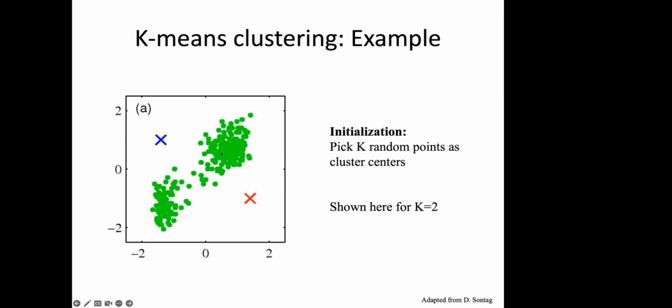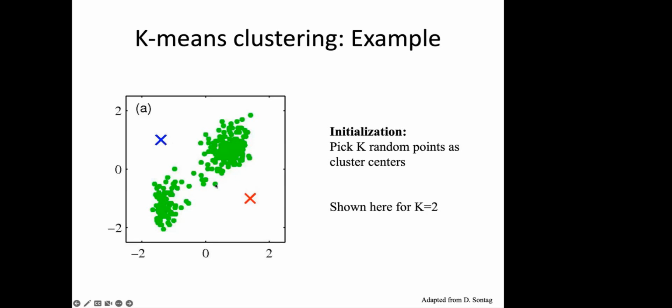Then the algorithm does the following thing. For each point in the data set, say, take this point, and you measure the distance between this point and the blue cluster center. And then you measure the distance between this point and the red cluster center. The closest one is this one, right? So I decide to assign this point to the blue cluster center.